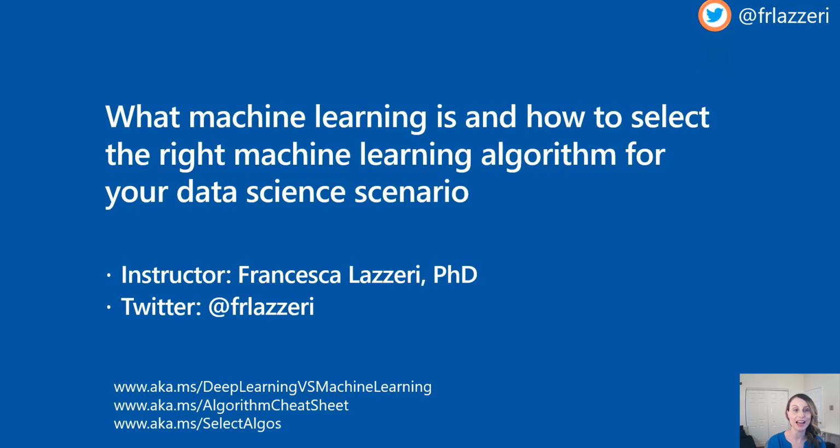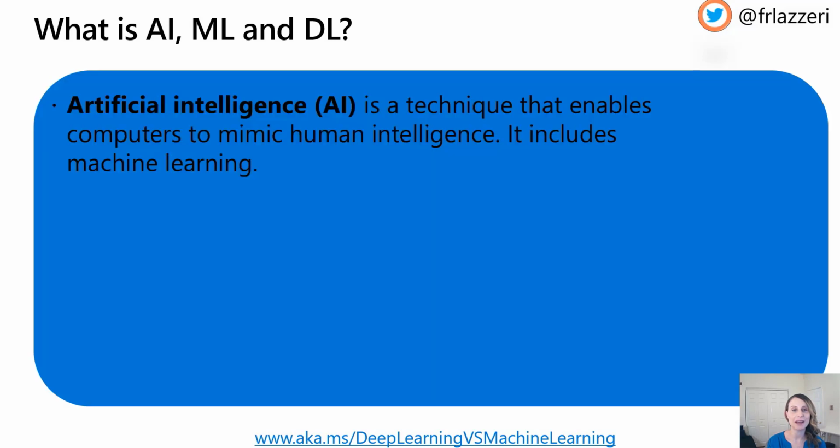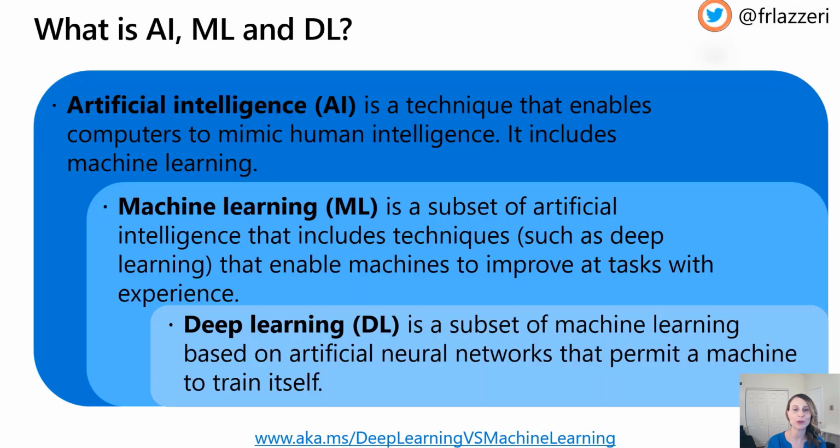Let's start by answering this first, a very important question. What is machine learning and how you can select the right machine learning algorithm for your data science scenario? In order to understand better what's machine learning, it's also important to understand what's the difference between deep learning, machine learning, and AI. So let's start with deep learning. Deep learning is a subset of machine learning based on artificial neural networks that permit a machine to train itself. In this case, the learning process is called deep because the structure of artificial neural networks consists of multiple input and output and hidden layers.